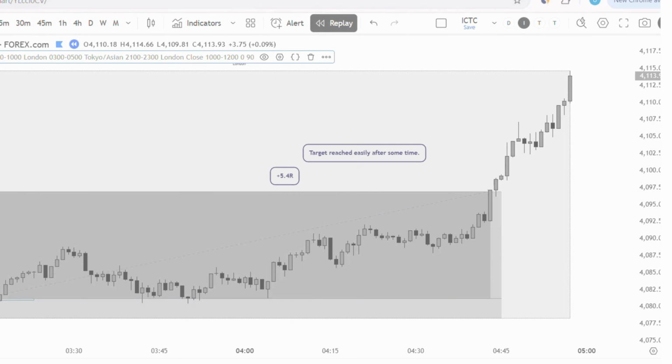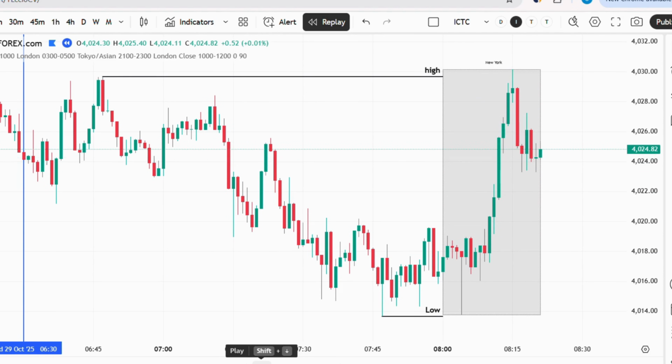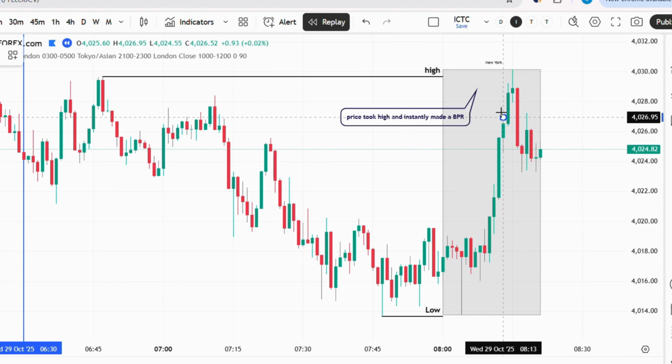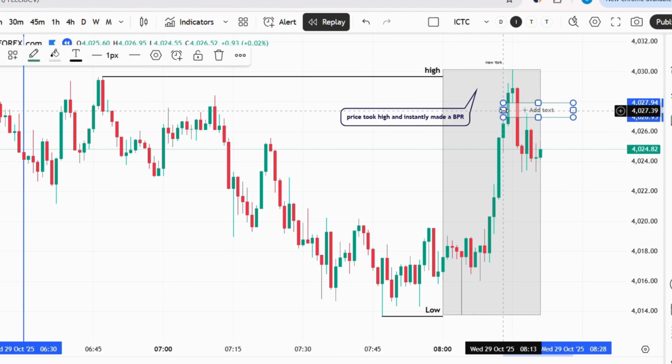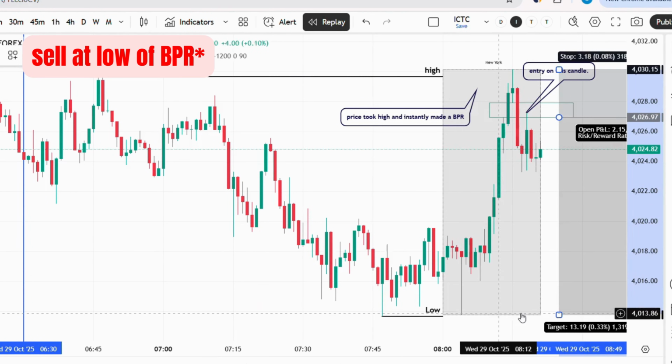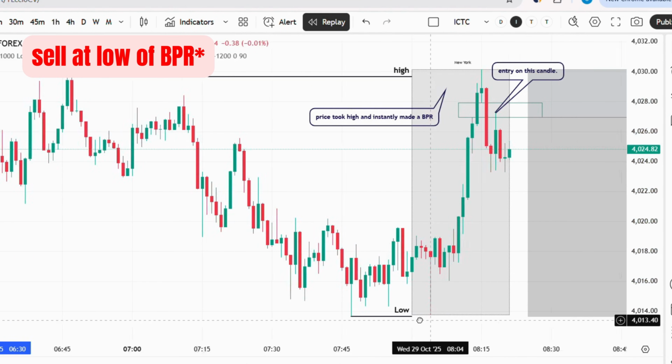Example 2. New York session. Same logic here. Mark the 90-minute range before the session. Price touches the high, and instantly a BPR forms within the next 3 to 5 candles. Entry: sell at the high of the BPR. Stop loss at the high of the session swing.